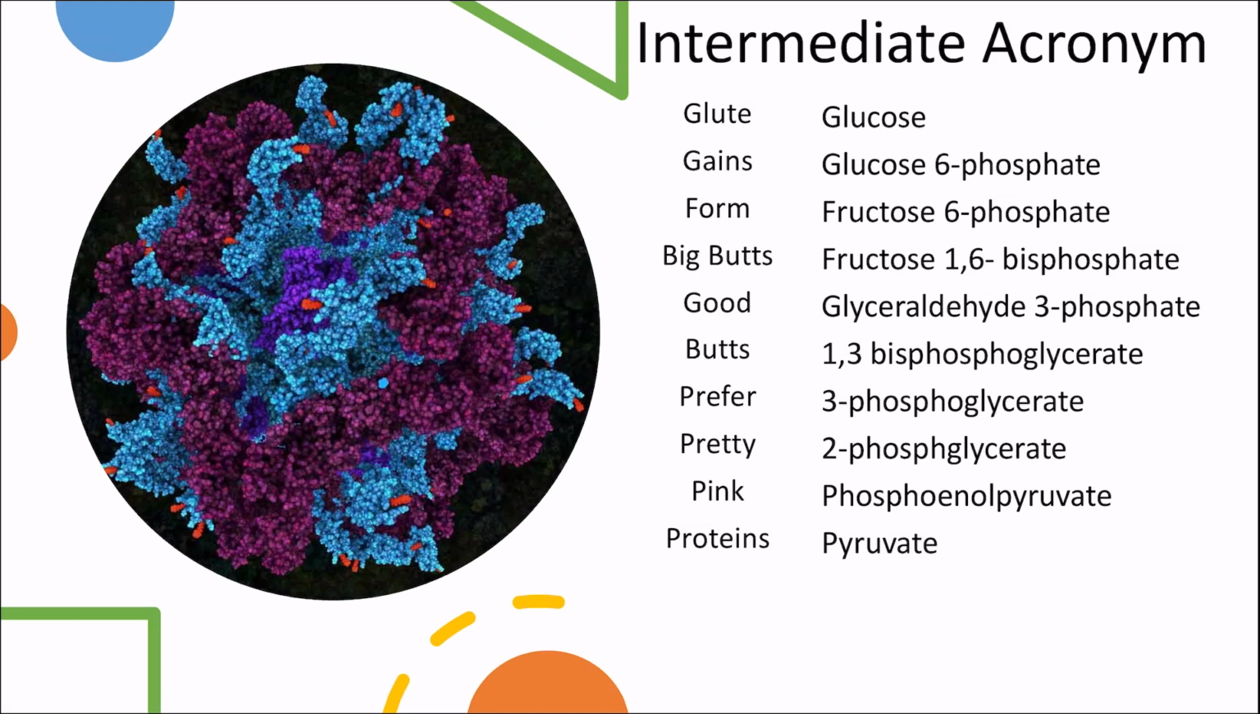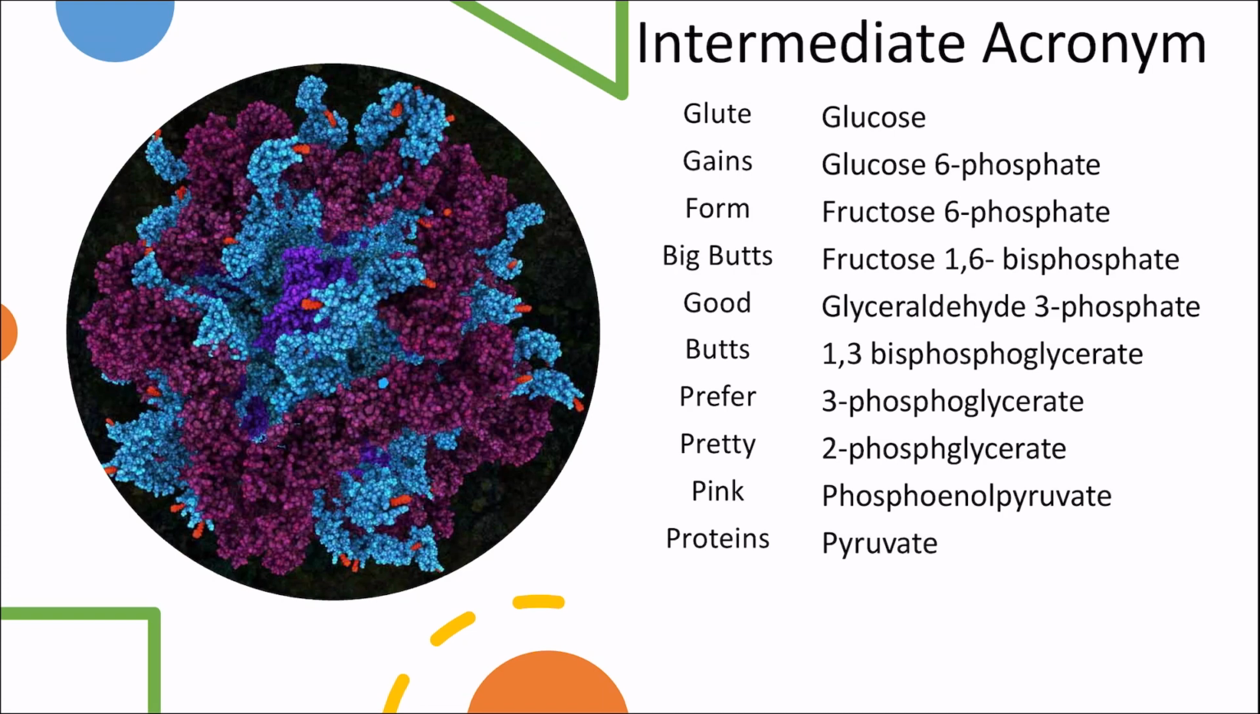It goes: Gluc gains form big butts. Good butts prefer pretty pink proteins. And if you notice in the acronym, in between big butts and good, we actually skipped one of the intermediates because it doesn't proceed through glycolysis, which would be dihydroxyacetone phosphate. So the first letter of each word in the acronym goes with the first letter of the intermediate.